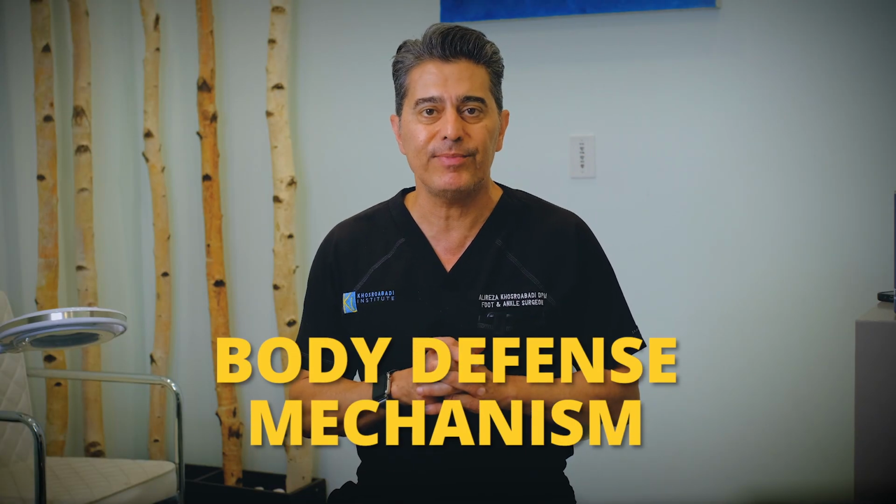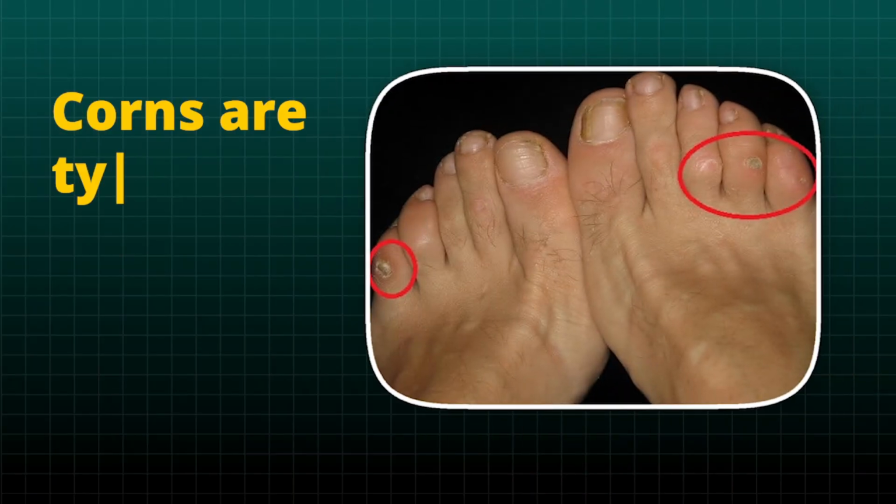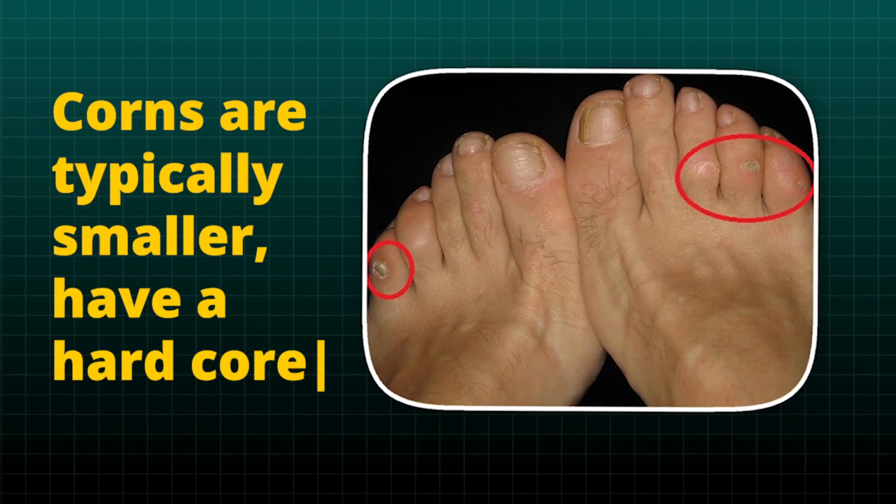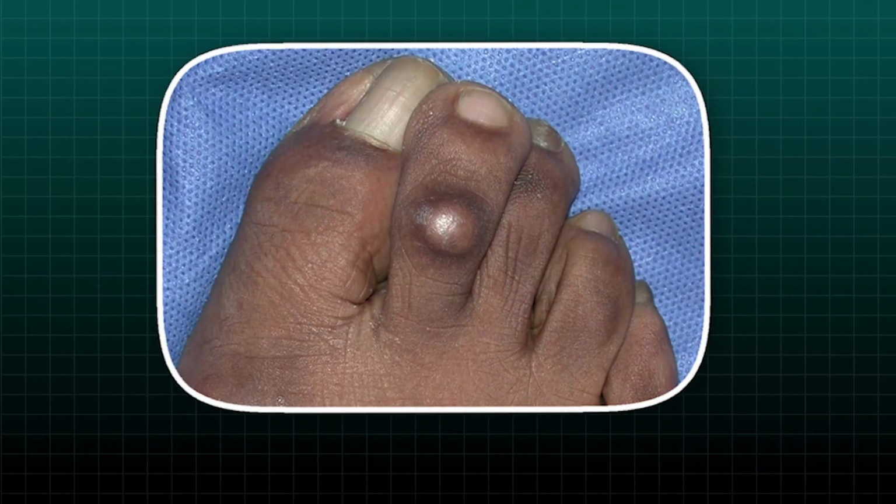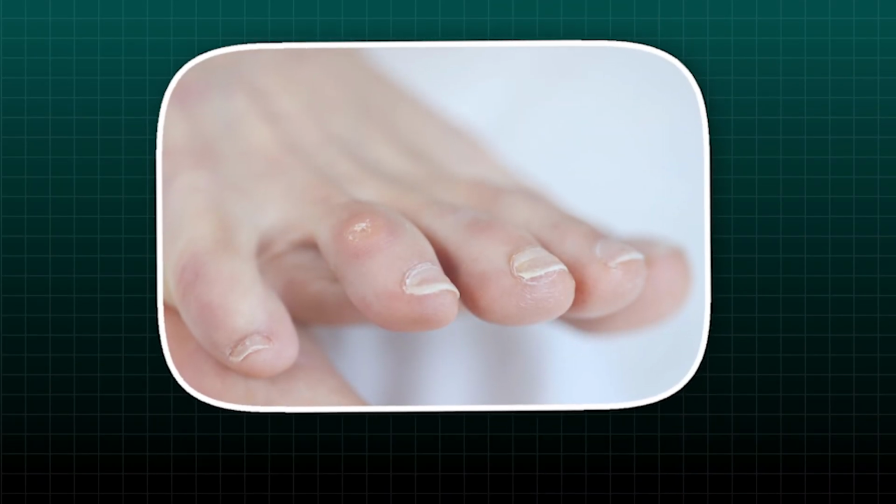Corns and calluses are essentially your body's defense mechanism. They develop in response to repeated friction and pressure as a way to protect underlying tissues. Corns are typically smaller, have a hard core, and usually form on the areas that bear the most pressure, like the tops and sides of your toes.